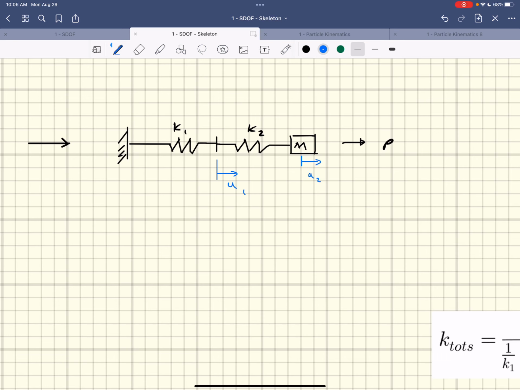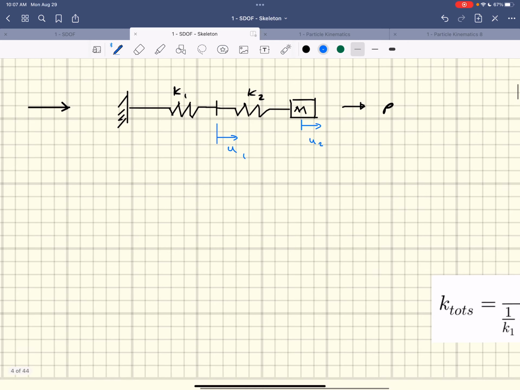Those aren't the same, right? They don't have to be the same. In the previous one, they both went through the same displacements. In this one, they don't go through the same displacements. But what is constant is P. The load P goes through K1 and the load P goes through K2. So what's constant when they're in series is P. What's constant when they're in parallel is U, right? And so we do a slightly different derivation here.